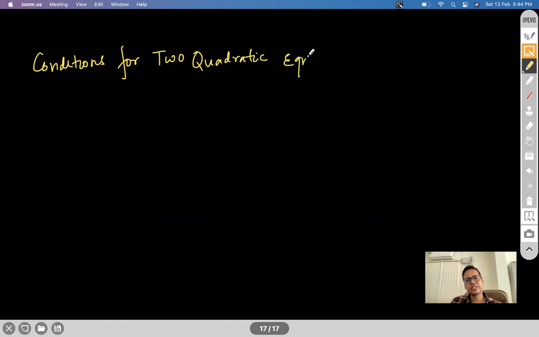The next concept, which is the second last concept in this topic that we are going to talk about, is the conditions for common root. Conditions for two quadratic equations to have common root or roots. Okay.